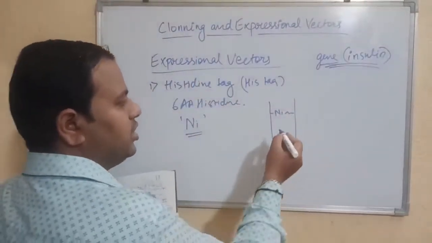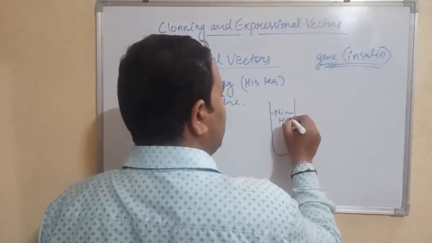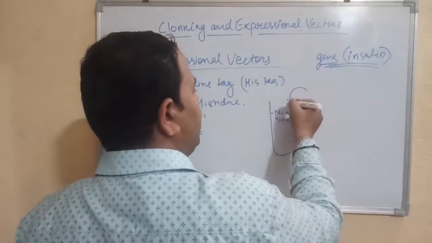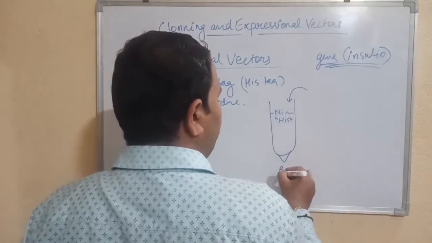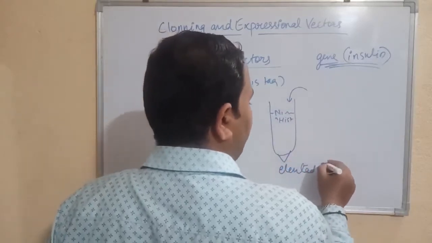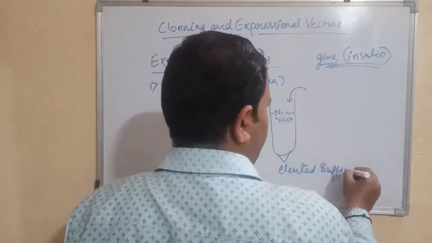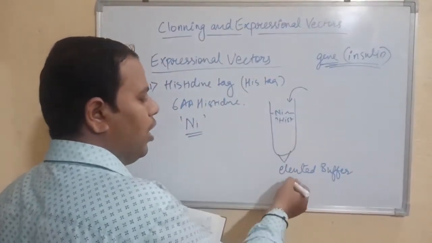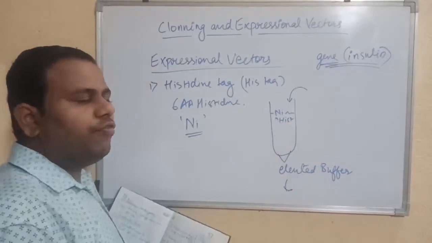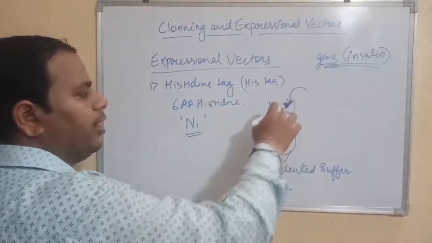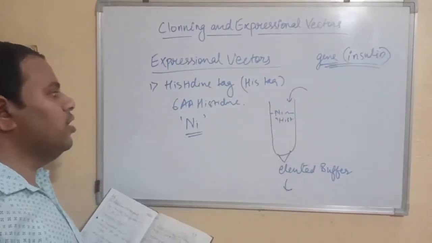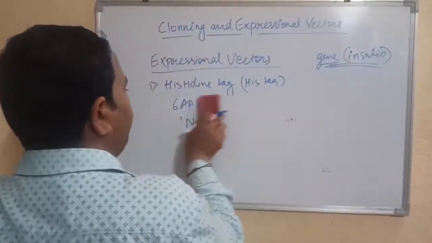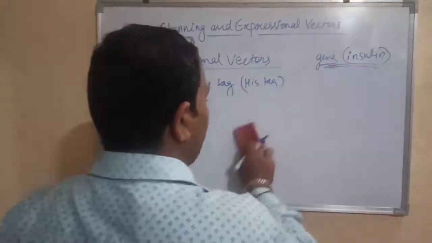Okay, so this histidine will bind to this nickel. Now we can easily isolate, or remove or elute out, other proteins by using a specific buffer of certain pH. Then this histidine can be eluted out afterwards using a buffer of different strength, and the insulin can be released from this histidine tag. So this is one way of using the histidine to purify our gene of interest.